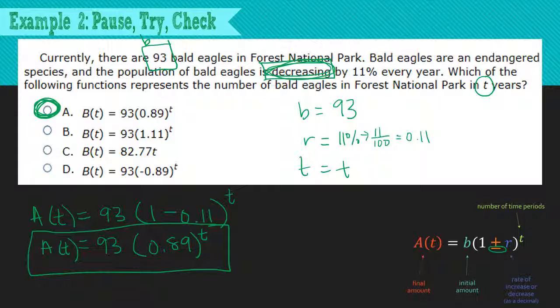Another thing to remember, you can always check to make sure you have the correct growth factor. Since I'm decreasing, it should be less than 1, and I notice here I have 0 point something, indicating it's less than 1. Like with B, I could have eliminated B right away because that would indicate that it's growing.